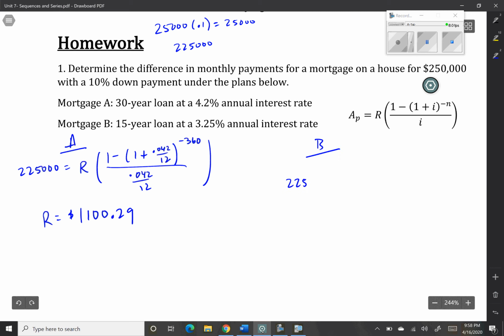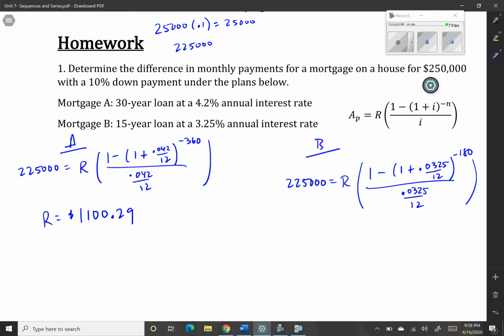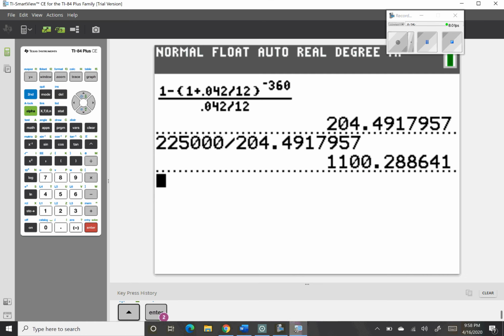Same loan amount. I'm borrowing the same amount of money. I still don't know the monthly payment, but I have a different interest value. So the interest value here is 0.0325 every month. For 15 years, well, that's 180 payments. All right, let's plug that in, see what we get.